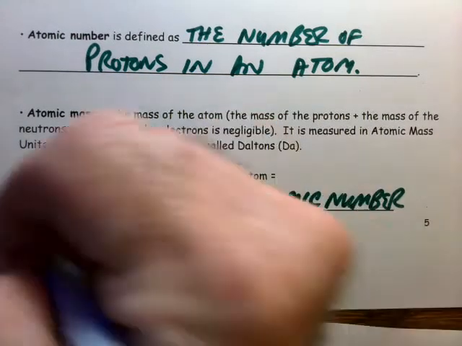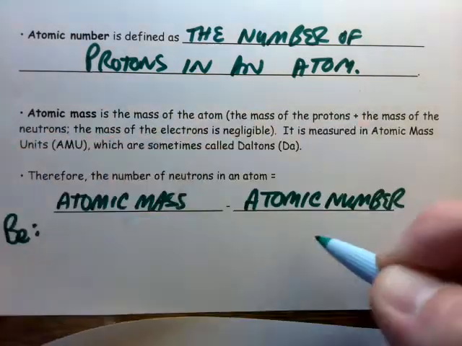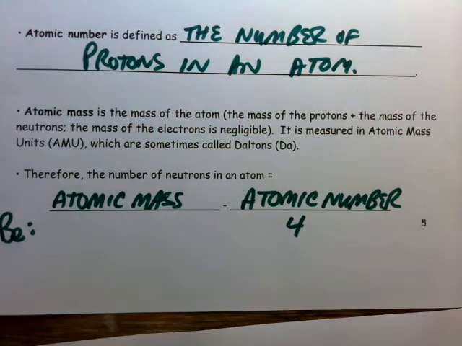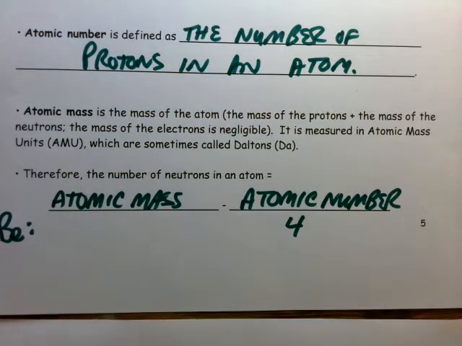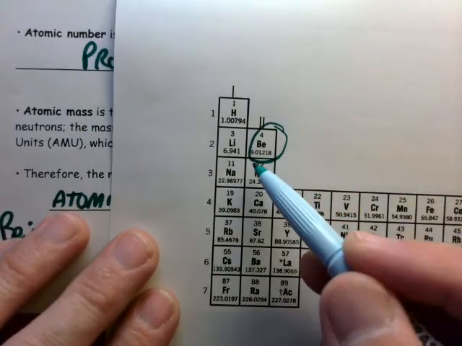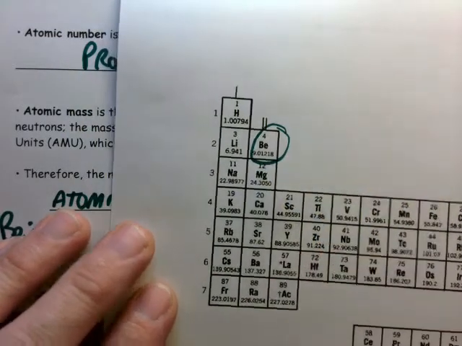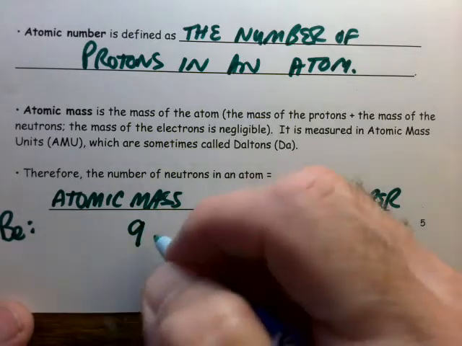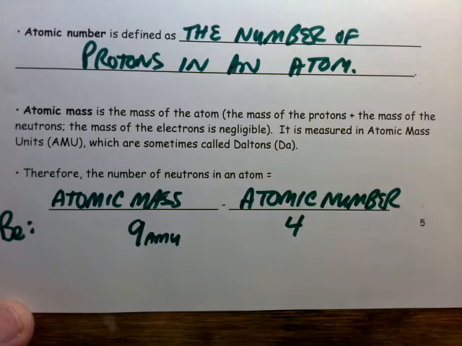So for beryllium, it's 4. There's 4 protons in a single beryllium atom. The 9.0, etc., is the atomic mass in AMU. For our purposes, we're going to round that number to the nearest whole number. So I'm going to take 9.01218 and round it to 9. So the atomic mass is 9 AMU.